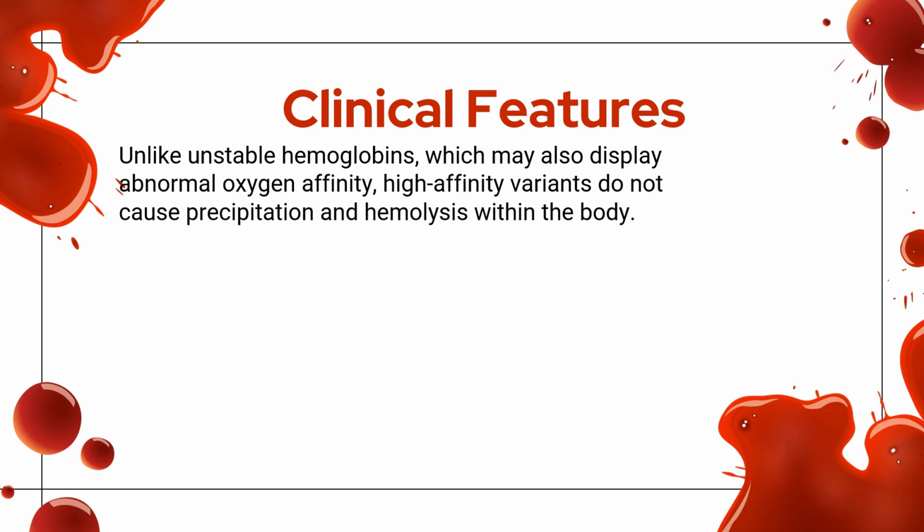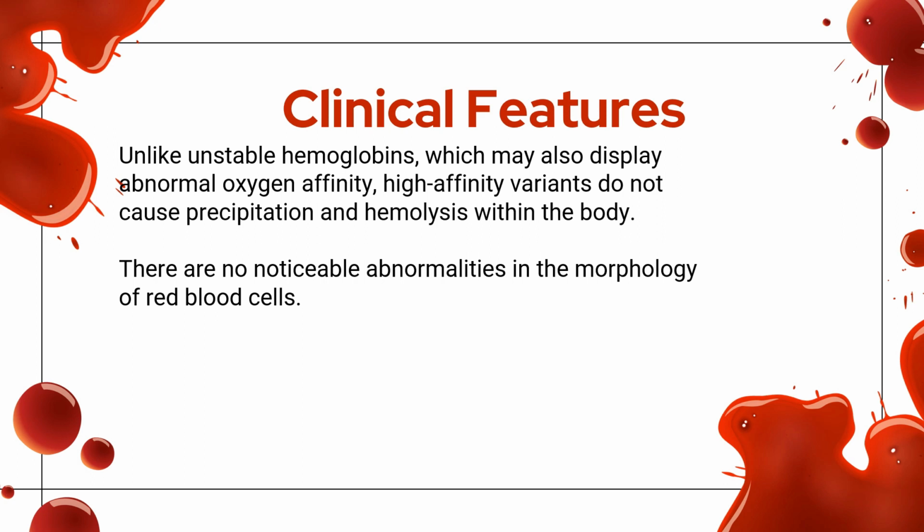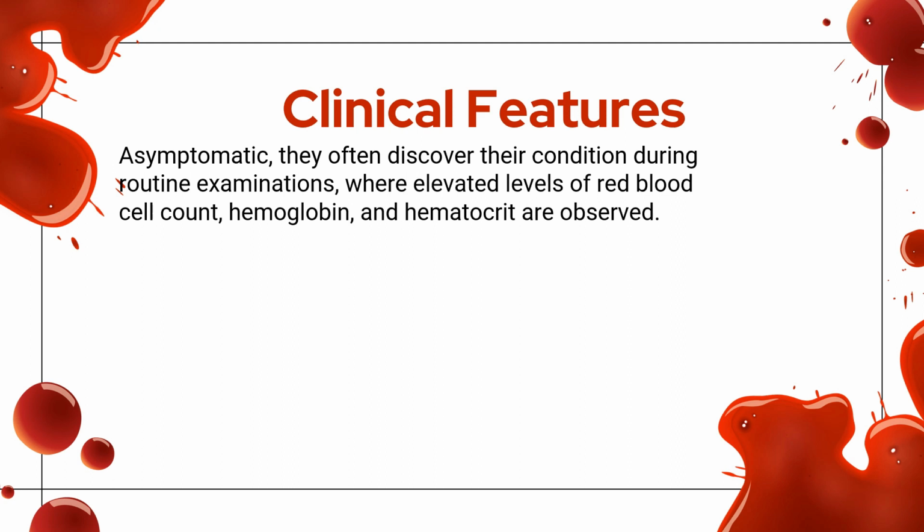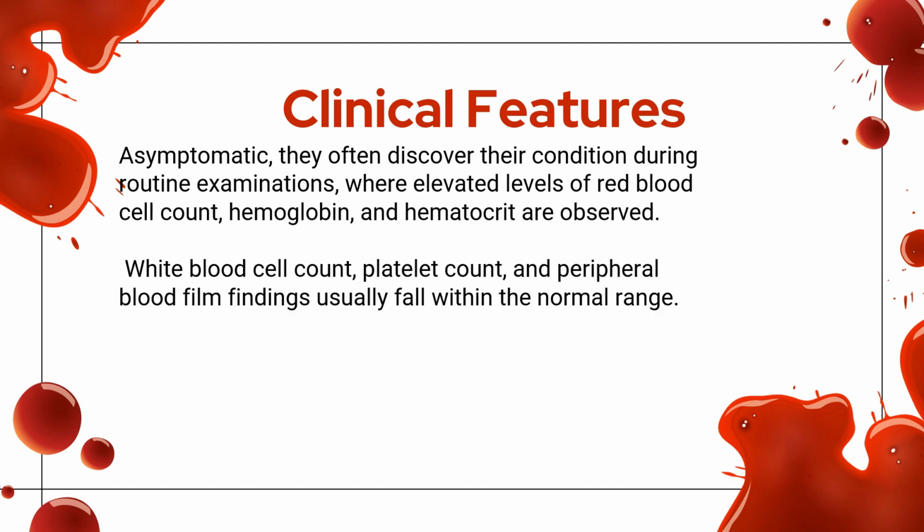Unlike unstable hemoglobins, which may also display abnormal oxygen affinity, high-affinity variants do not cause precipitation and hemolysis within the body. Additionally, there are no noticeable abnormalities in the morphology of red blood cells. In most cases, individuals with high oxygen affinity hemoglobins do not experience physical symptoms apart from a ruddy complexion. Asymptomatic, they often discover their condition during routine examinations, where elevated levels of red blood cell count, hemoglobin, and hematocrit are observed. White blood cell count, platelet count, and peripheral blood film findings usually fall within the normal range.